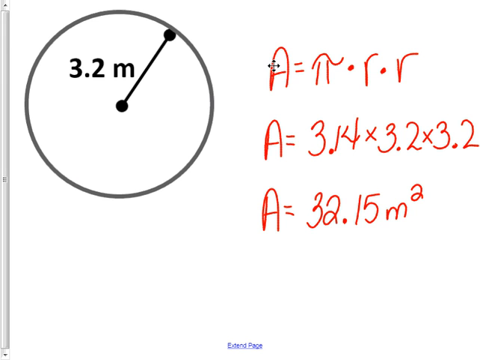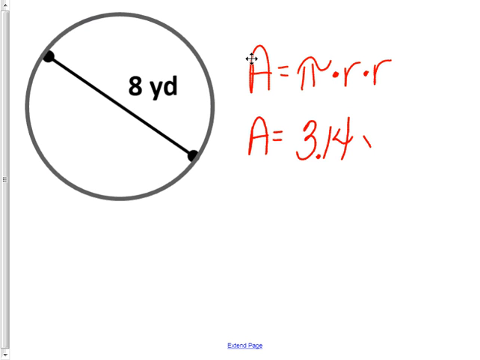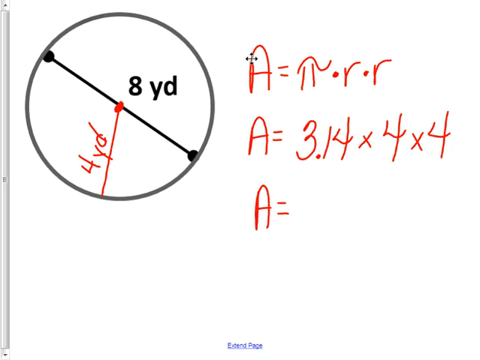Let's look at another one. We again know that the formula for area of a circle is pi times radius squared, or pi times radius times radius. In this case, we're going to use 3 and 14/100 for pi. Don't get fooled by that 8 yards up there. Remember that 8 yards is the diameter. We want just the radius. If the diameter is 8 yards, then the radius must be 4 yards. So we're going to do 3 and 14/100 times 4 times 4. That's going to give us an area of approximately 50 and 24/100 square yards.